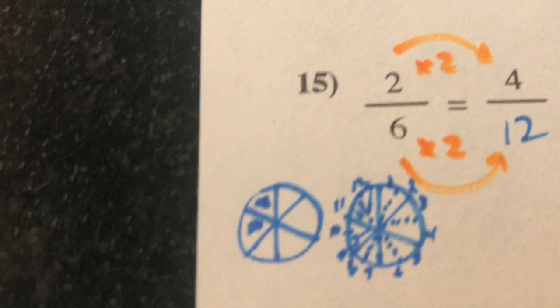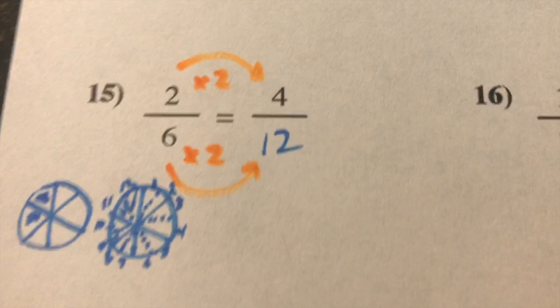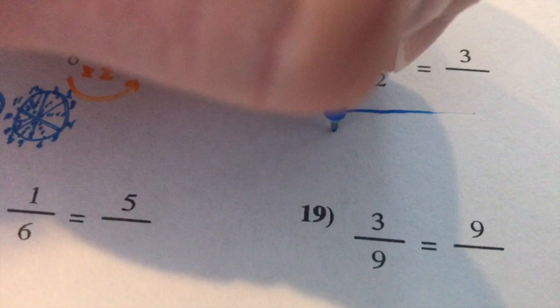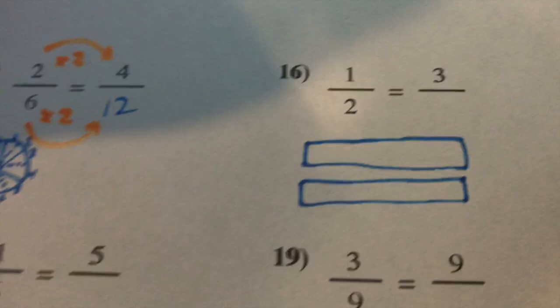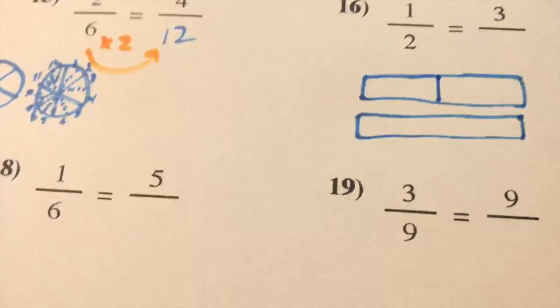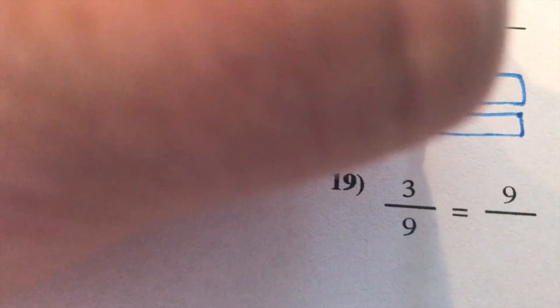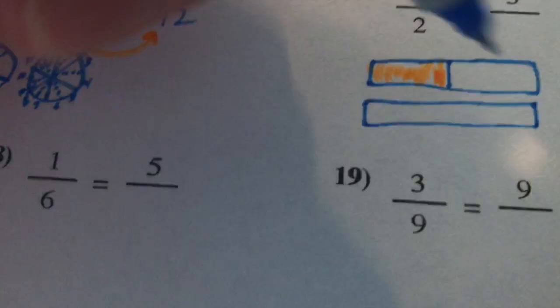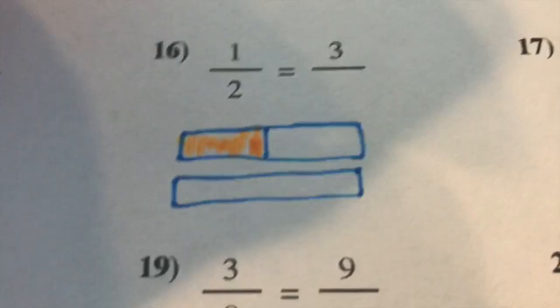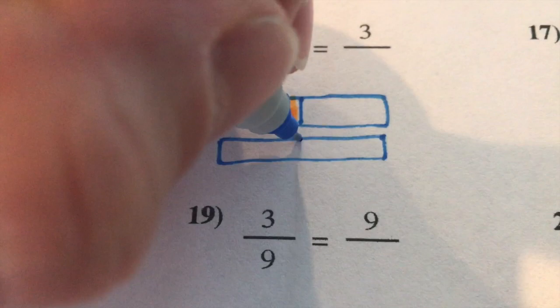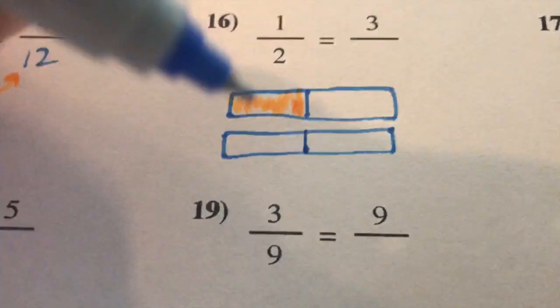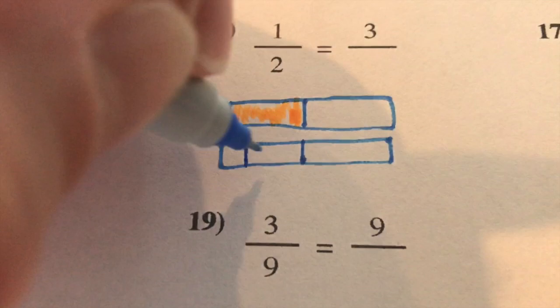Let's take a look at one more. We'll use the model here, and we're going to go over to one of my favorites. We'll go with 1/2. Let's use a long rectangle here. There's 1/2. There's 1/2. Again, we're going to assume that these are the same size. So I've got this one here, and I'm going to shade in 1/2. And down below, I need to shade in the same amount, except I need to use three pieces.